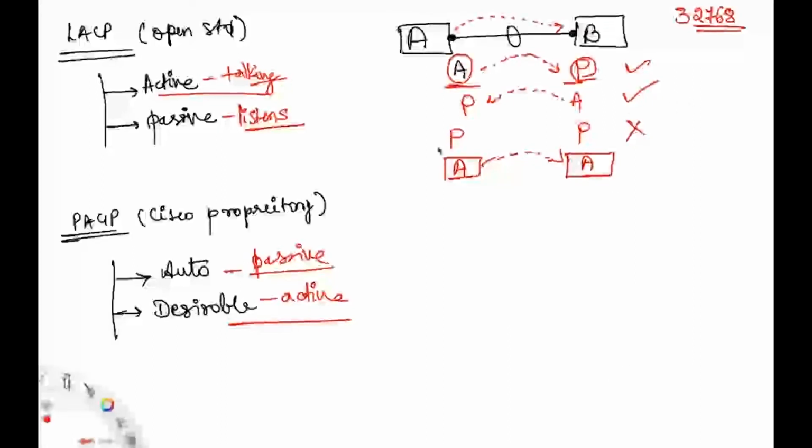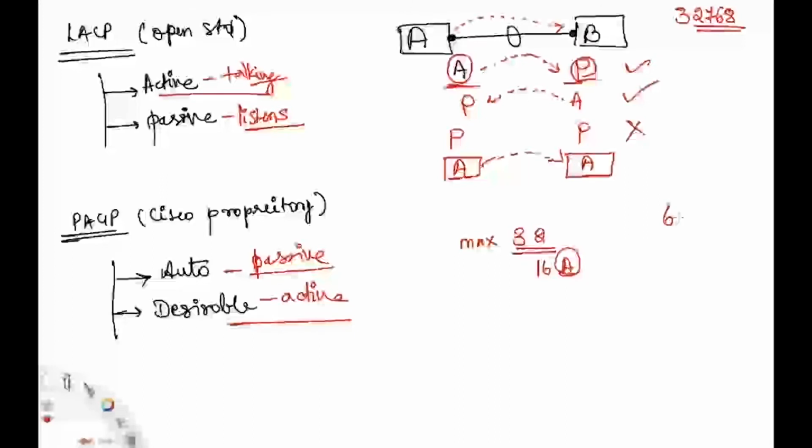How many links can be aggregated into a port channel? As of now, the maximum is 32. Out of these 32, 16 can be active. Before, the maximum was 16, and any 8 could be active. But as of now, the maximum can go up to 32, where 16 are active.